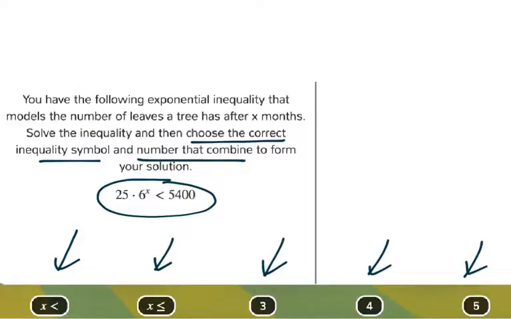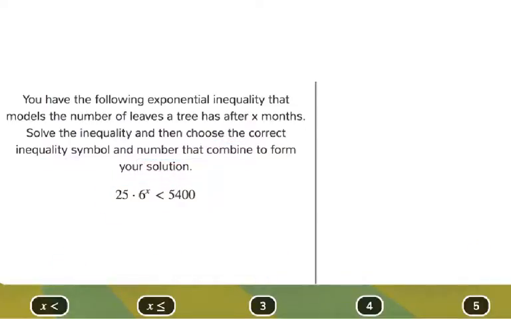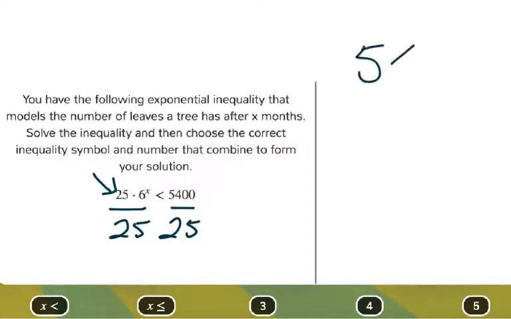So first things first, we just want to solve that inequality. We want to isolate that variable x. What I'm going to do is first get rid of that coefficient of 25. That's the farthest thing away from that x. I'm going to do that before I do anything with the 6. I'm going to divide both sides by 25. Now 5400 is a pretty big number, so I'm going to use long division over here.